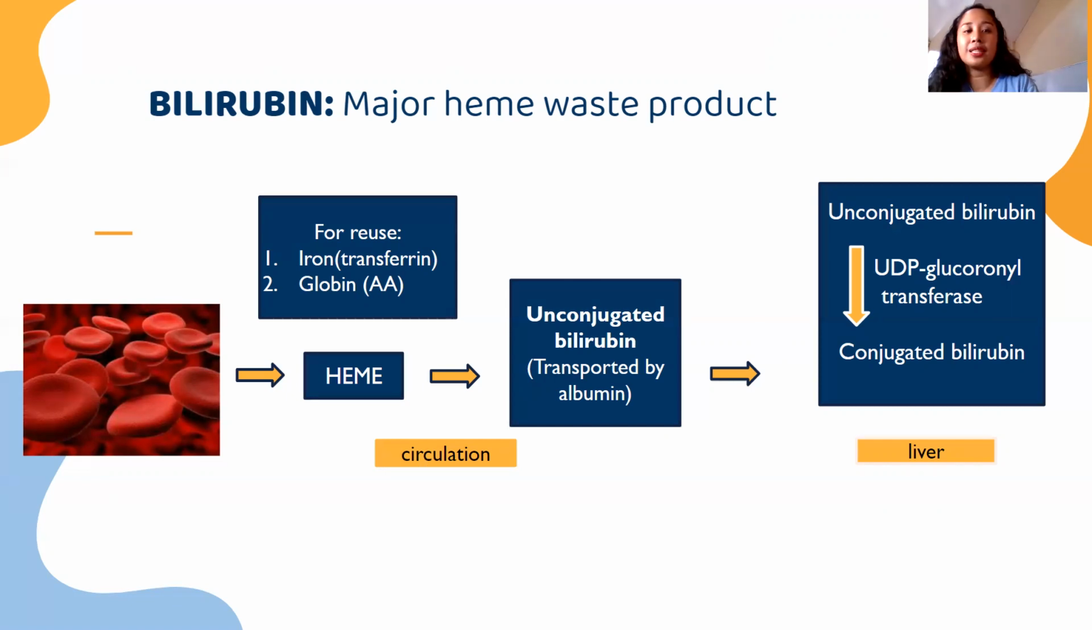Okay? So class, this unconjugated bilirubin is transported by albumin. Since hindi siya water soluble, it cannot be dissolved in your blood. So, kailangan niya ng carrier, which is your albumin. So, class, your unconjugated bilirubin is always attached or complexed with your albumin. And now, this albumin will take your unconjugated bilirubin to the liver.